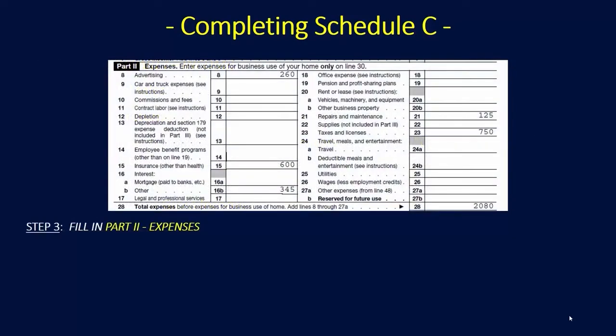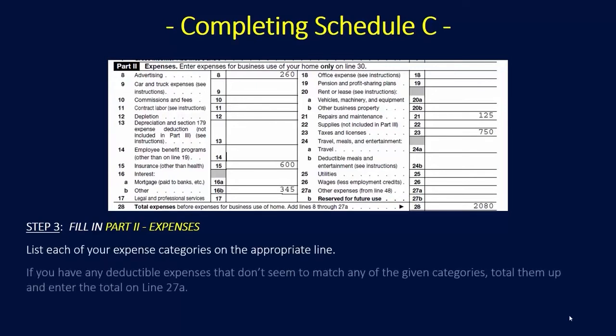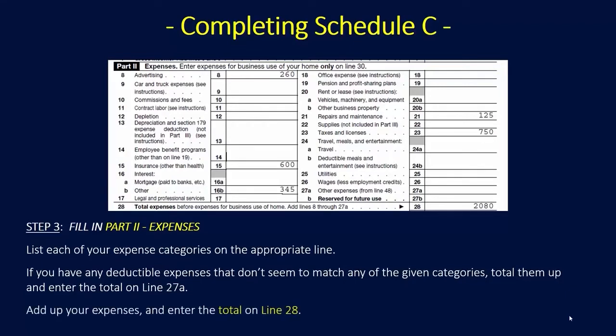Step 3. Now we get to do the fun part. We get to subtract from that income. We fill out the expenses in Part 2. We list each of the expense categories on the appropriate line, and if there are any deductible expenses that don't really seem to match any of the given categories on the form, we total those up and enter the total on line 27A. We add up the expenses and enter the expense total on line 28.